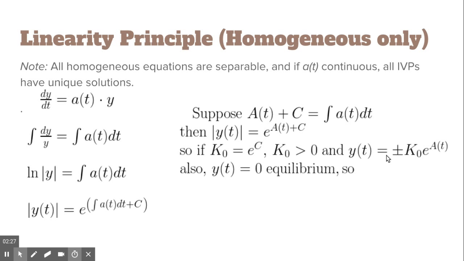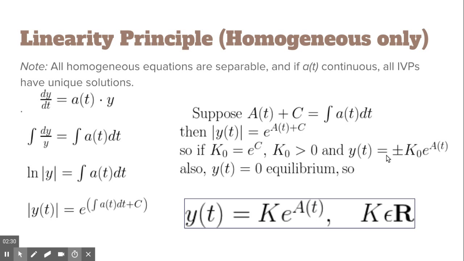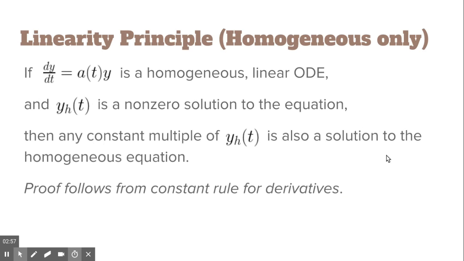Therefore, the separation of variables technique generates the following solutions once we fold in the equilibrium. That y of t could be some constant, any real number including 0, times e to the capital A of t. So we have this reason to believe that the general solution to these homogeneous equations should be a family parameterized just by a constant multiple. The linearity principle affirms that this is the case.